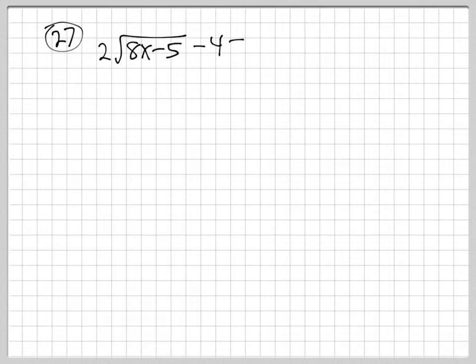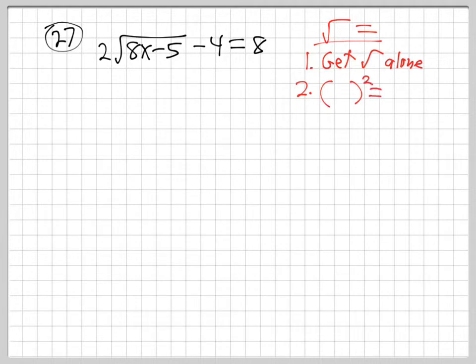Let's try 27. 27 is a square root. 2 square root of 8x minus 5 minus 4 equals 8. So this is another game plan we need. So what's the game plan for solving a square root with an equal? Step 1, get the root alone. No big surprise there. That's what we pretty much always do.